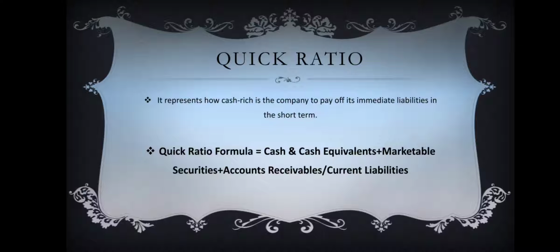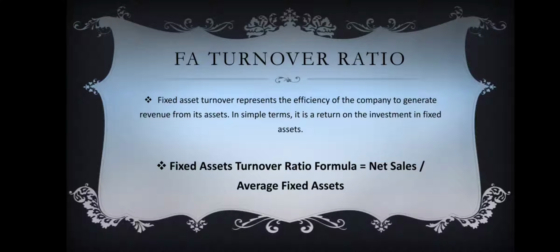The quick ratio. It represents how cash rich the company is to pay off its immediate liabilities in the short term. The formula is cash and cash equivalents plus marketable securities plus accounts receivable, whole thing divided by the current liabilities. Fixed asset turnover ratio formula is equal to net sales divided by average fixed assets, and it represents the efficiency of the company to generate revenue from its assets. In simple terms, it is a return on the investment in fixed assets.